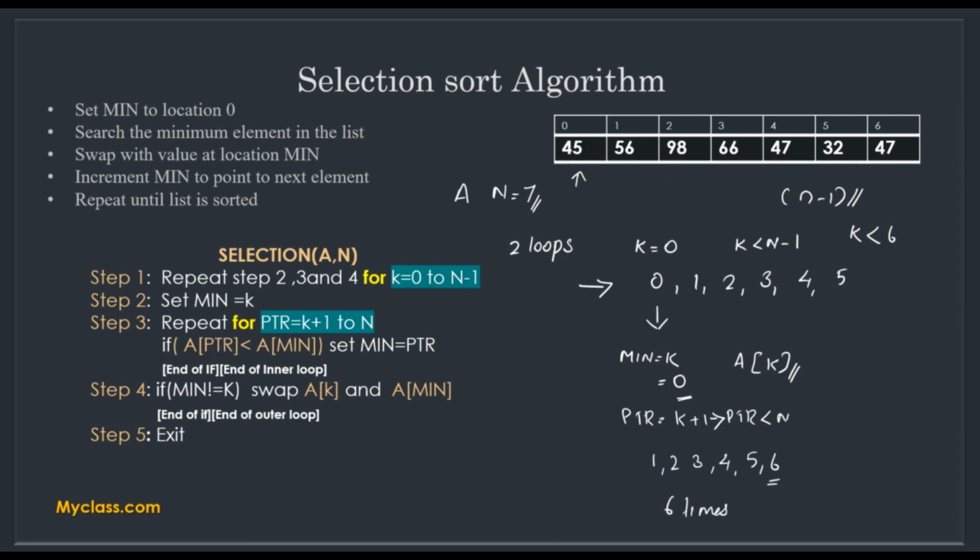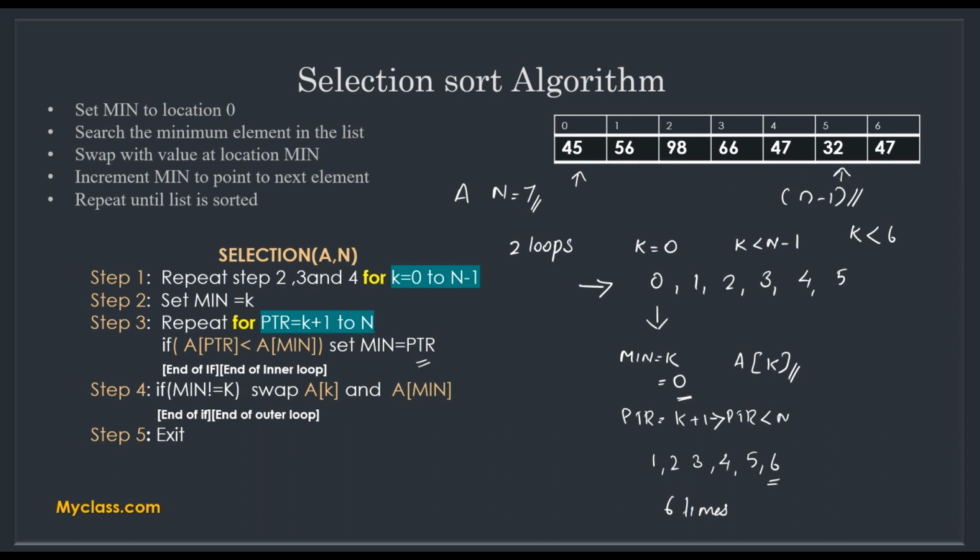If A of ptr is less than A of min, then we change the min value to ptr: set min equal to ptr. In this case, 56 is not smaller, 98, 66 and 47 are also not smaller than 45, but 32 is smaller than 45.